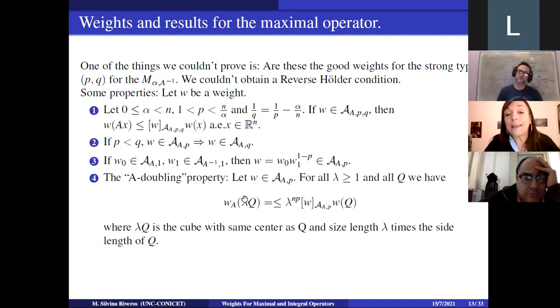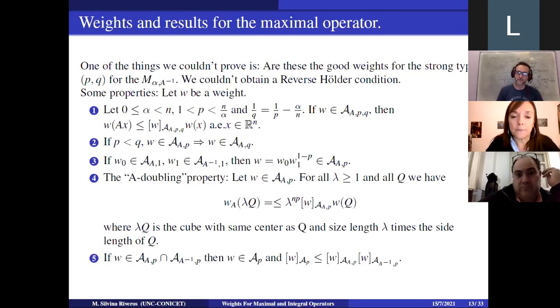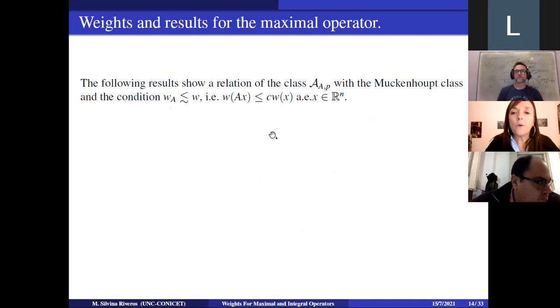We have also like a doubling condition with the matrix. Observe that here we use the weight W sub A, but here appears the W weight, no? But this is useful in some terms. And also we have the following. Observe that if W belongs to this intersection, then W is in the AP classes, and we have this control of the constant. So here we have this conclusion.